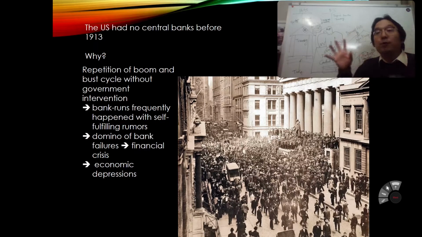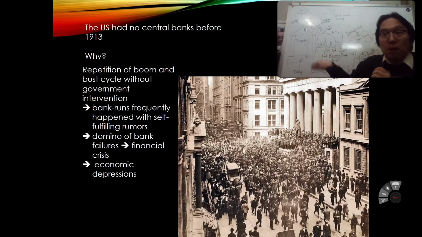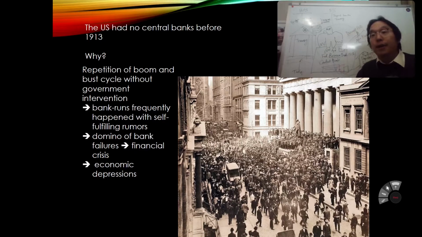So they spread rumors or fake news. "Oh, Bank ABC seems to be in trouble. Let's pull our money back from there." And then even if Bank ABC is solvent, they really fail. That kind of rumor has self-fulfilling powers, self-fulfilling prophecies.